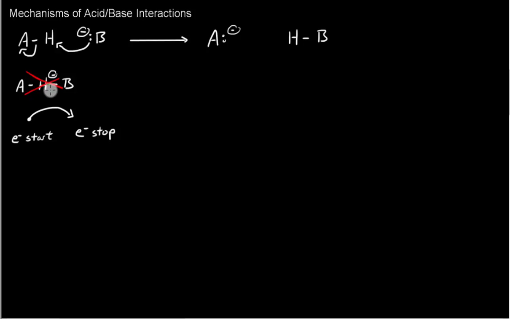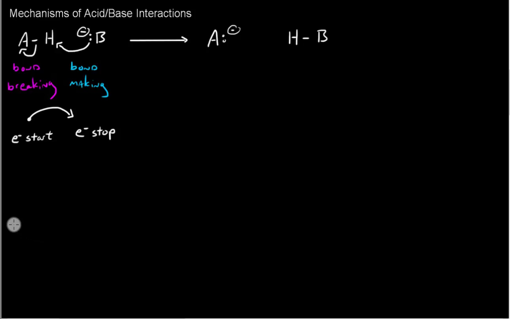Okay, so this is the way that we notate bond making and bond breaking. So really another way to think about this arrow notation is not only electrons start and electrons stop, but you can also think of them as bond making and also bond breaking. Let's go ahead and do an example.